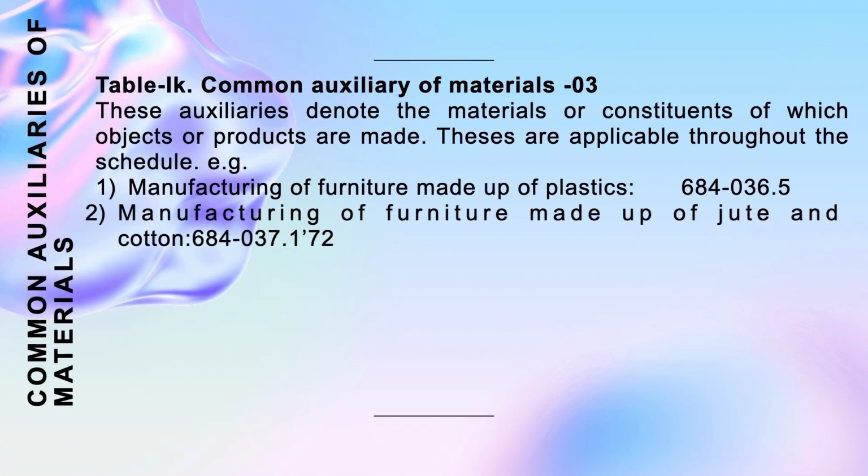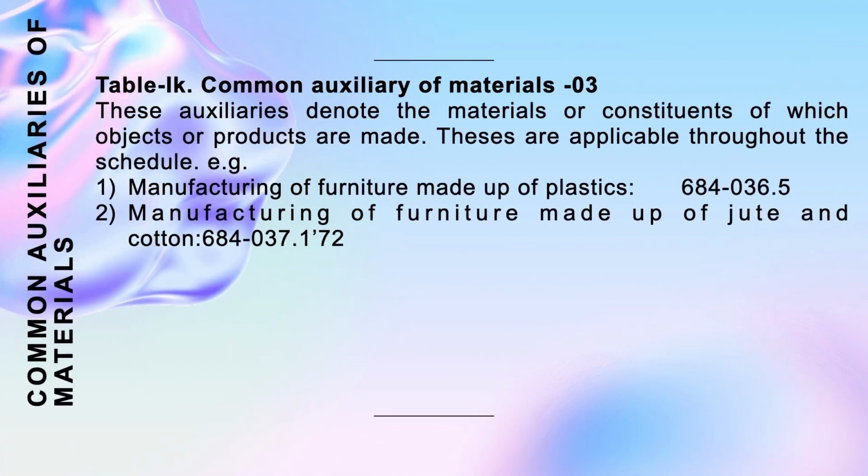So hyphen 036.5 is actually taken from the material common auxiliary. So material common auxiliary is attached to the main number. Okay, so you see another example, manufacturing of furniture made up of jute and cotton. So this is basically a combination of two materials.